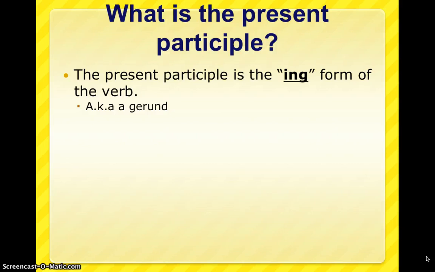Now what the heck is a present participle? The present participle is the -ing form of the verb. So when we said, I am speaking, speaking would be the present participle, or the boys are running, running would be the present participle. This is also known as the gerund form of the verb.